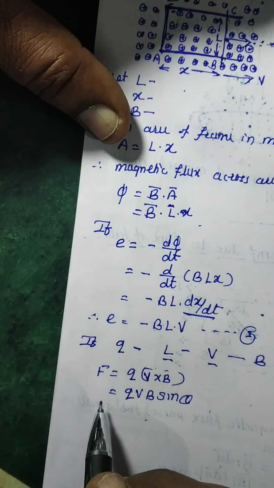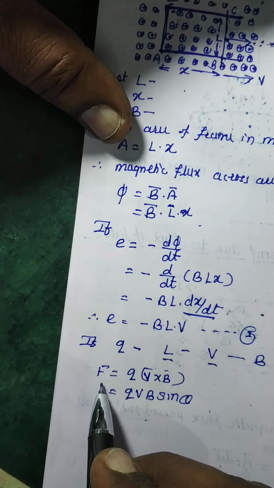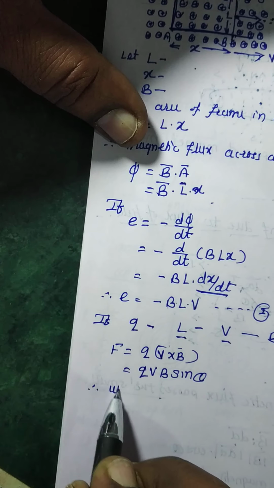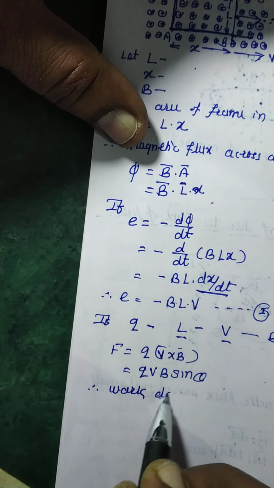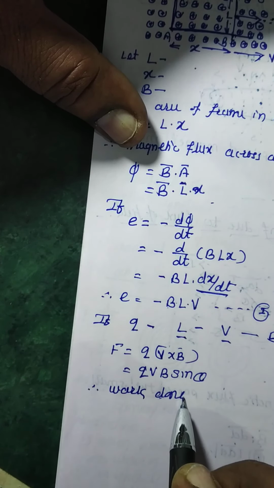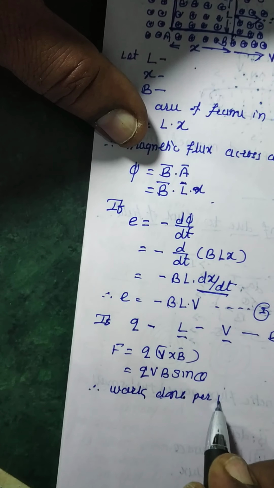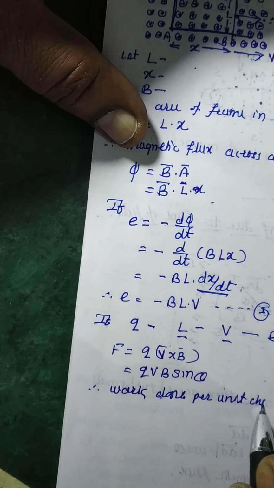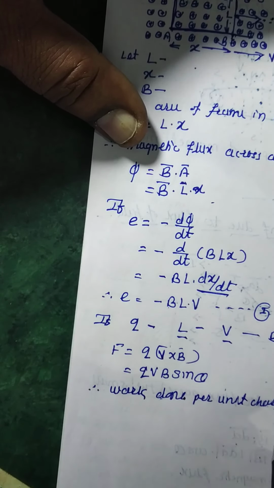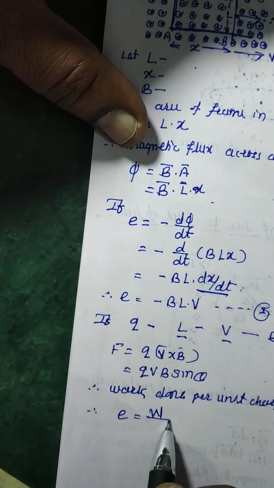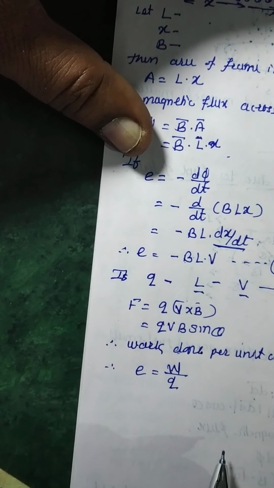This is the force due to that charge, and therefore the work done per unit charge is nothing but the induced EMF. Therefore, induced EMF is equal to work done per unit charge.